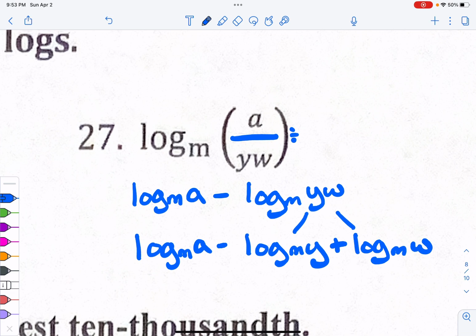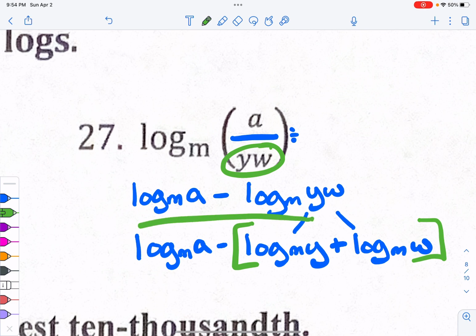Okay, now, if I leave my answer like this, it's technically not quite right because I want to make sure that the negative goes for this piece and goes for that one. So I'll have to put either parentheses or brackets, or you could just change this plus to a minus and get rid of your brackets. But that will show that both the y and the w are in the bottom. So that's the tricky part to that.